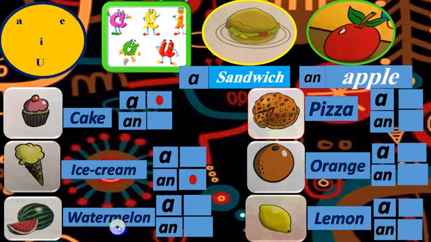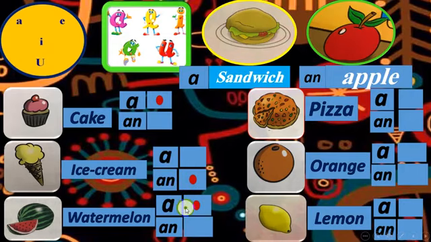Three. We have watermelon. Look for the first letter. We have W. Is W in the face? No, miss, letter W is not in the face. If the first letter of the word is not there, what do we put? Yes, very good. We put a. Okay. So we have a cake, an ice cream, a watermelon.